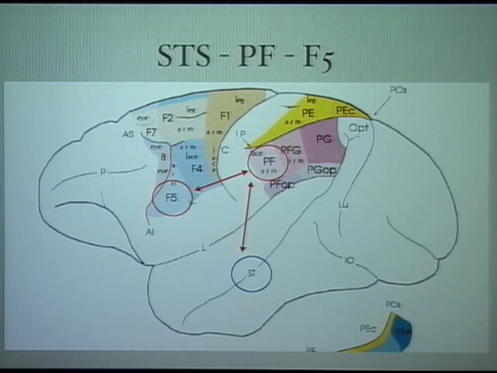Just based on this reasoning, Rizzolatti and collaborators decided, let's also make recordings in this PF area. Maybe there are mirror cells there too. And in fact, they found mirror cells also in PF. So what we know now is that there are two major areas in the monkey brain that contain mirror neurons. It doesn't mean that there aren't other brain regions that contain mirror neurons, but what we know for sure is that these two have mirror neurons: area F5 in the ventral premotor cortex, and area PF in the rostral part of the inferior parietal lobule.